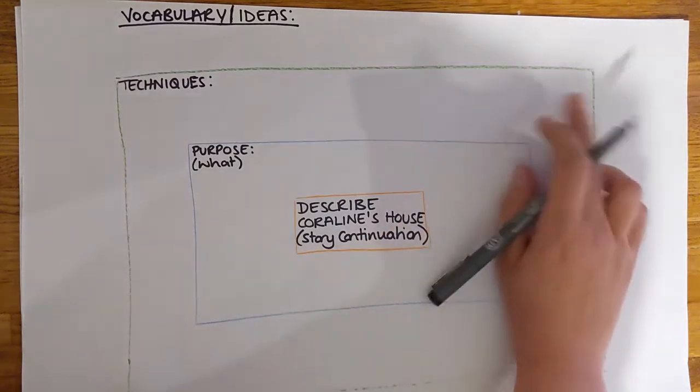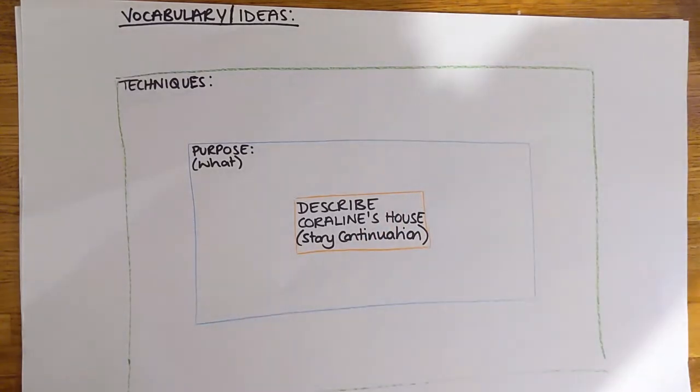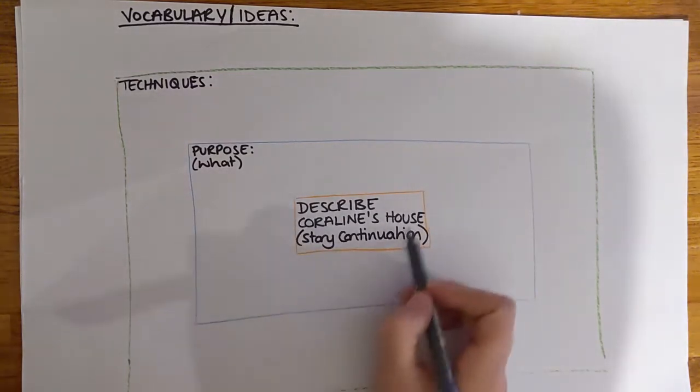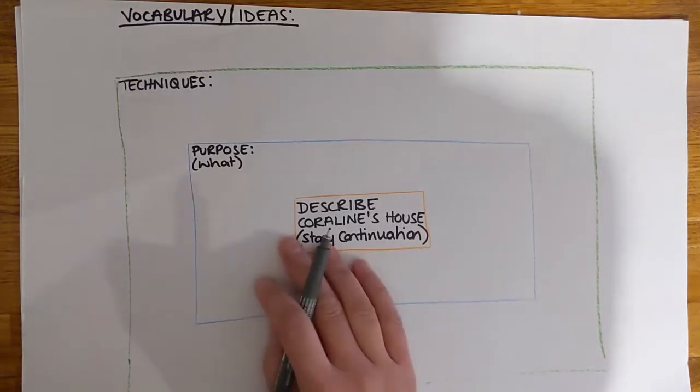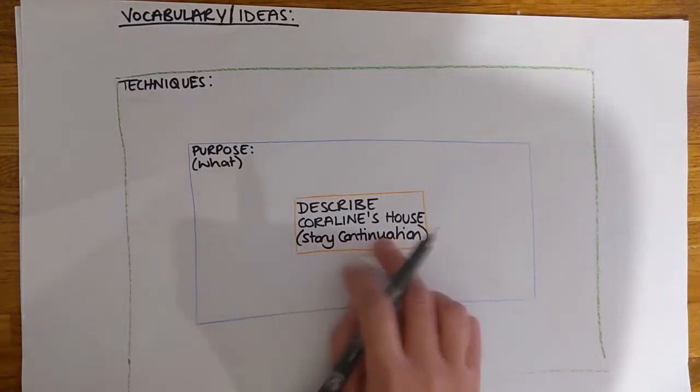So this is a different way of planning to potentially what you've done before, but it's still thinking about the same things. So in the middle is the task. This is what we've been asked to do. So we are going to be describing Coraline's house. We are going to be carrying on the story.